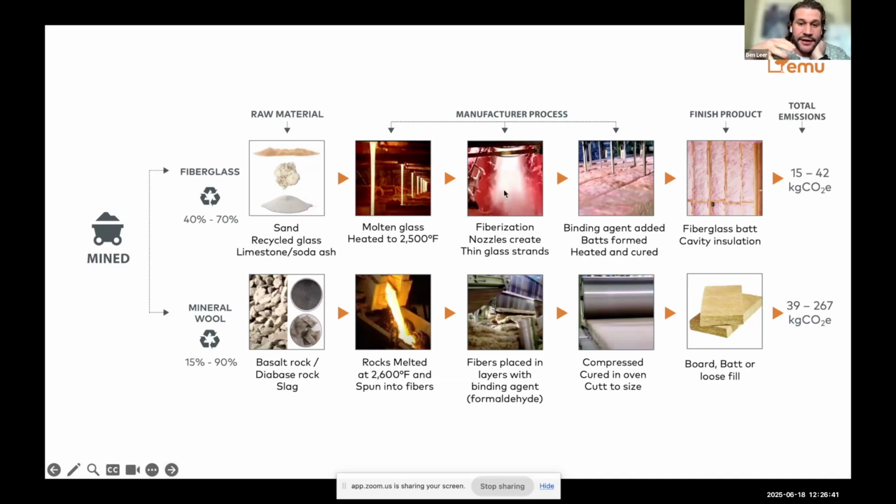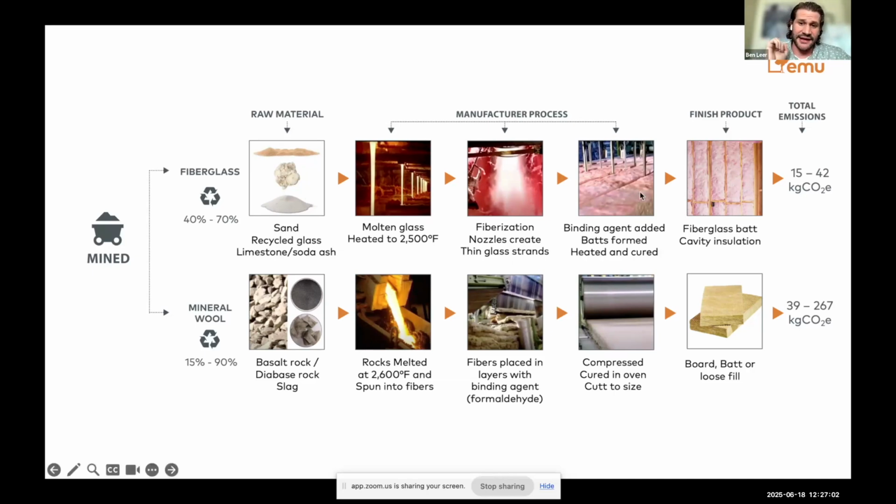The molten glass gets sprayed through a nozzle through this fiberization process. The nozzle creates these really thin glass strands, kind of think like cotton candy, right? They're kind of being whipped around. Those strands then get laid on a conveyor belt. There's a binding agent that's added to it, and we actually form these little bats.